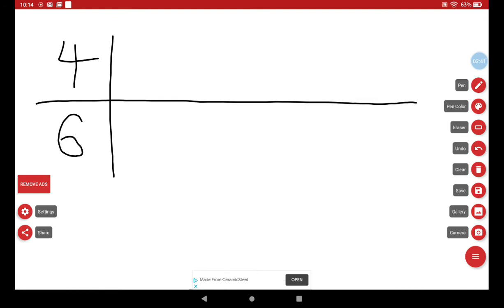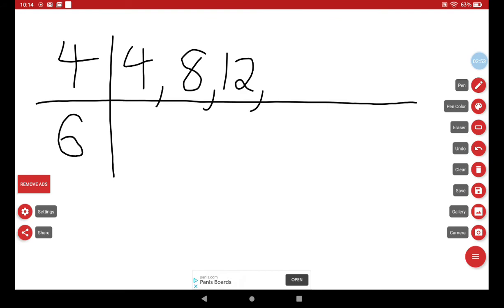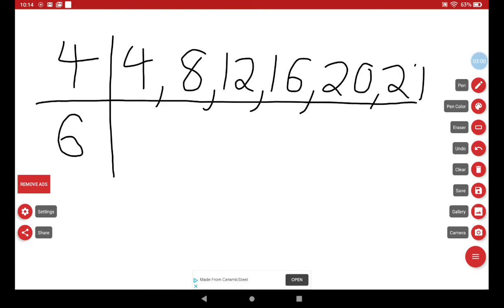Well, let's start listing off the multiples of 4. Hey, we just did that before. Do you remember? 4, 8, 12, 16, 20, 24. Let's stop there. Now let's go down to 6.